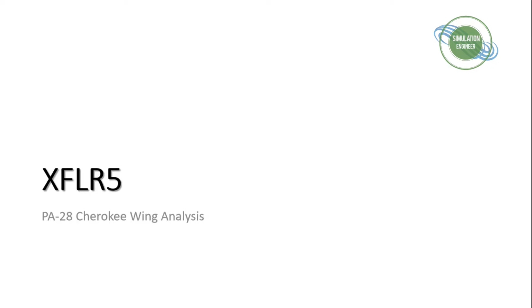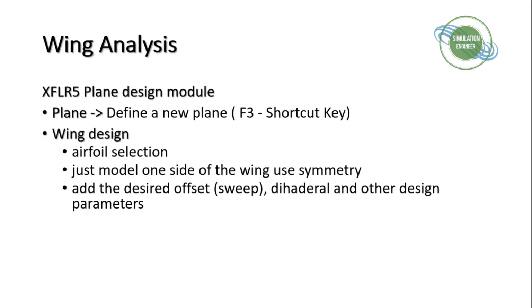So I would say let's start with this Cherokee wing analysis, and we will now open XFLR5. A very brief description: normally the standard way of performing wing analysis in XFLR5 is that you first load your airfoil, and you then go on to perform the complete flight envelope analysis based on your Reynolds number.